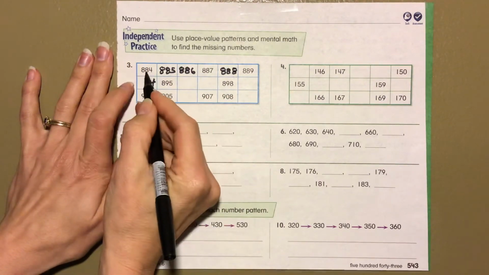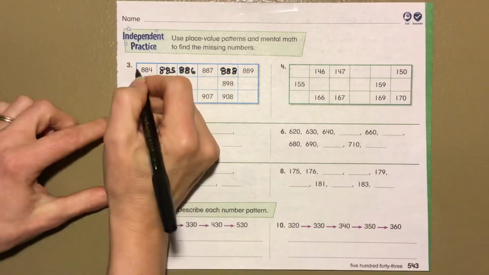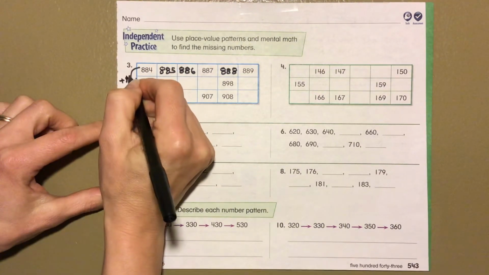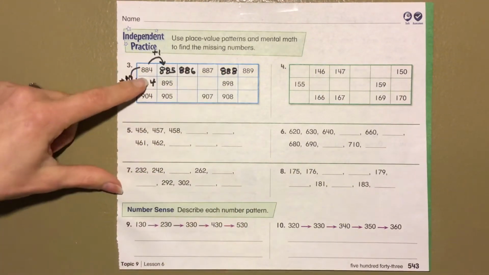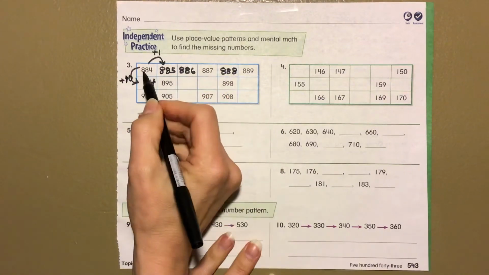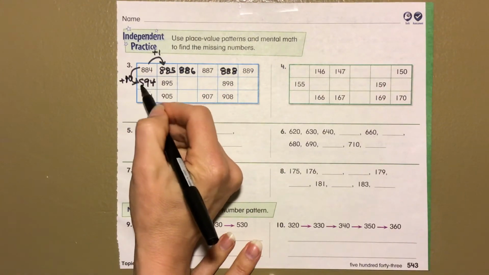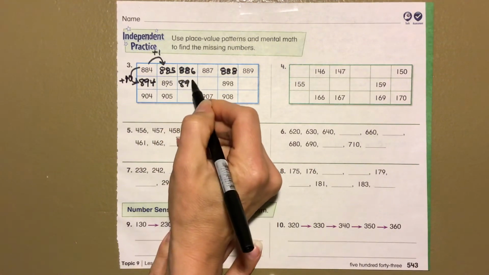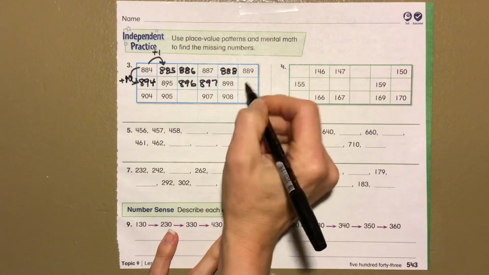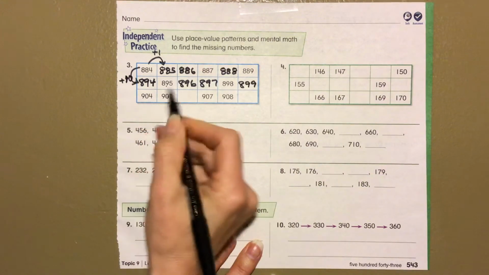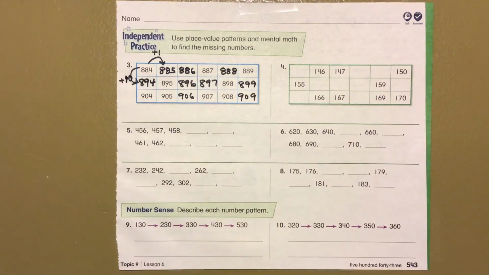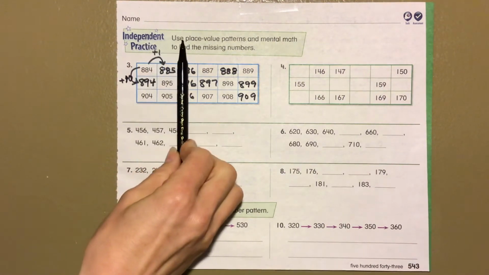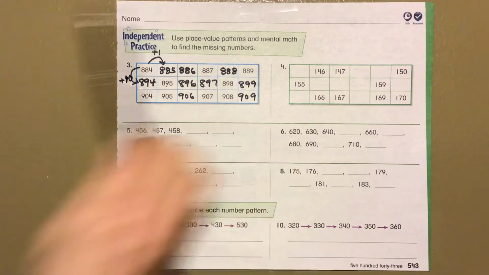And let's see, we have 884 plus 10. Remember, every time we go down a row, we go plus 10. Every time we go across, it is plus 1. So down the column, plus 10. So let's see, 894, 895, 896, 897, 898, 899, 904, 905, 906, 907, 908, 909. And we can double check to make sure our math is correct by looking at our numbers in the ones place. We have all 4s there, all 5s, all 6s, all 7s, all 8s, and all 9s.